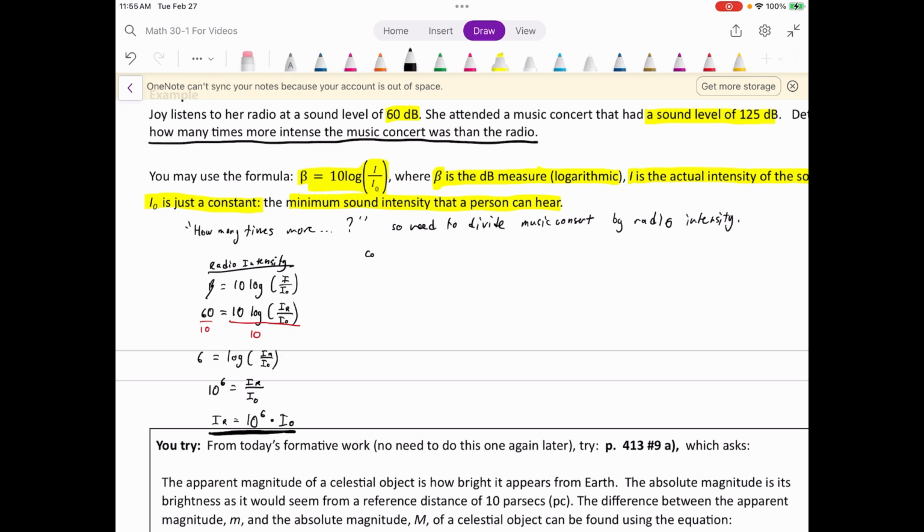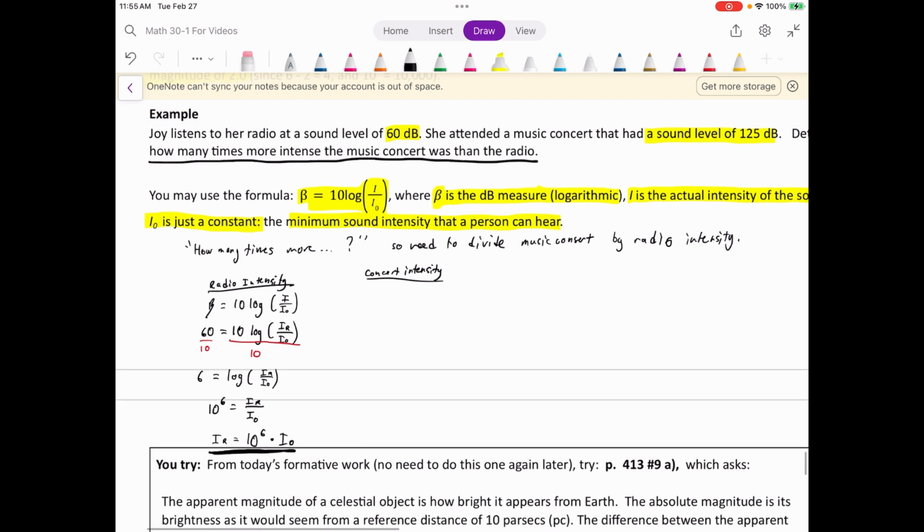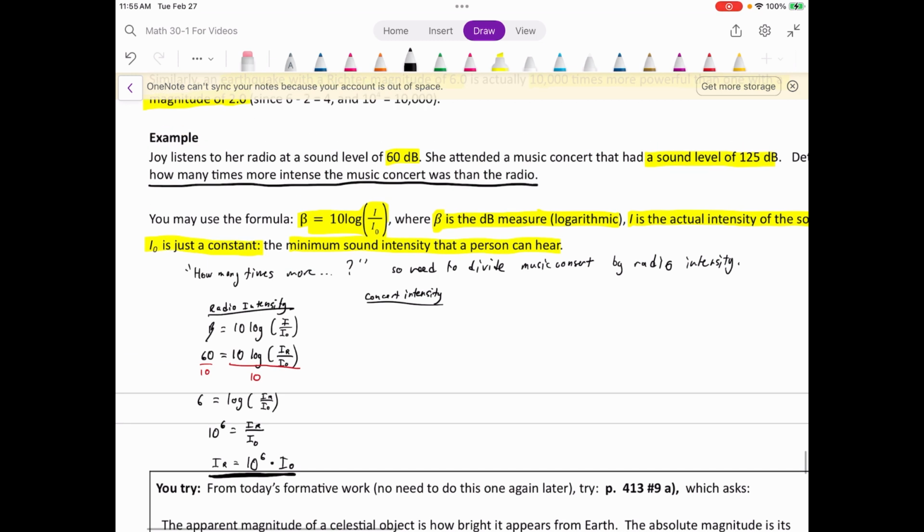So now let's do the concert's intensity. It's going to be honestly the exact same process. It's just a different number that we're putting in. So the concert sound level was 125 decibels. So that's equal to, using our formula there, 10 times the log of, and I'll use a C, I C, to represent concert, over the reference intensity I0, or I naught.